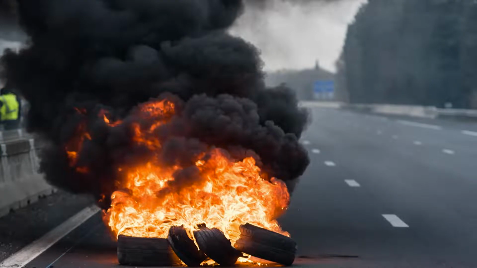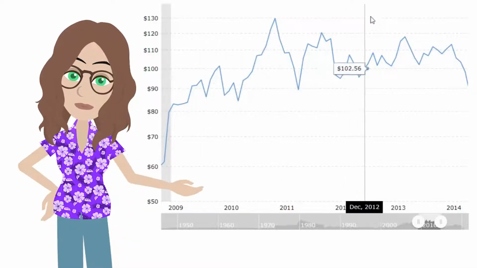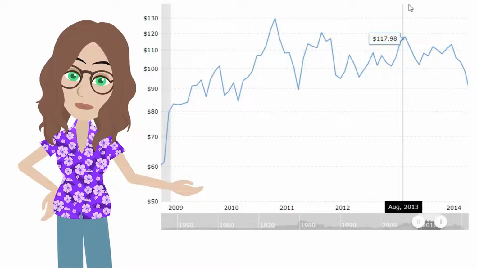Unrest in the Middle East during the Arab Spring in the early 2010s caused rampant fluctuations in price.